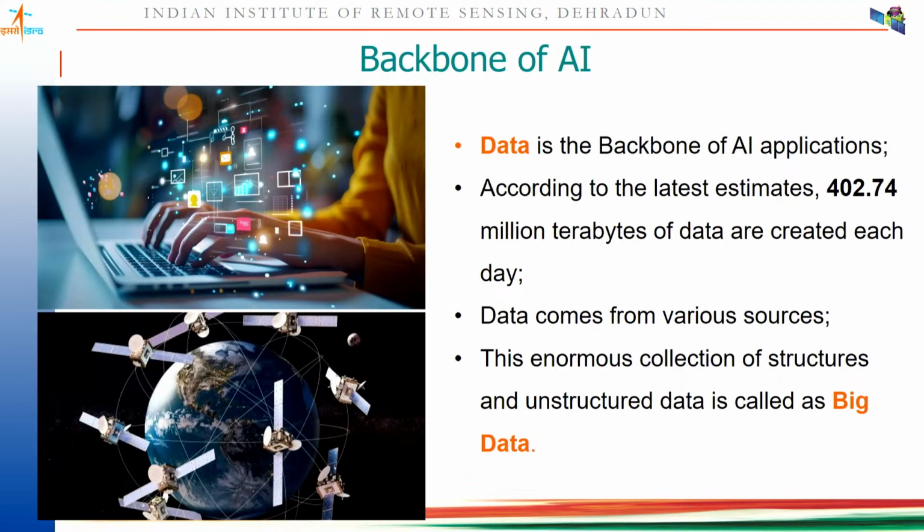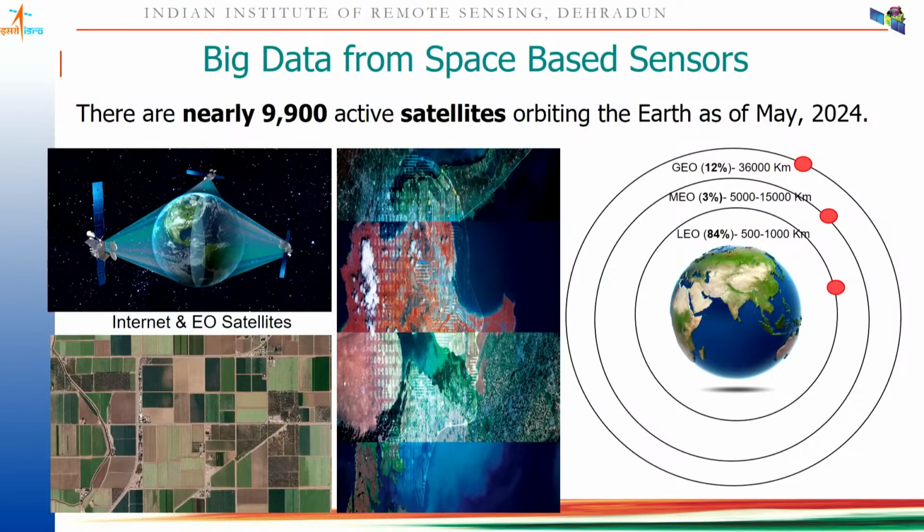So here we are talking about AI today, artificial intelligence. The backbone of AI is data. According to the latest estimate, around 400 million terabytes of data are created each day. You can understand how much data we are creating, and data is coming from various sources. This is structured and unstructured data, which is called big data. And here space-based observations are playing a very, very important role.